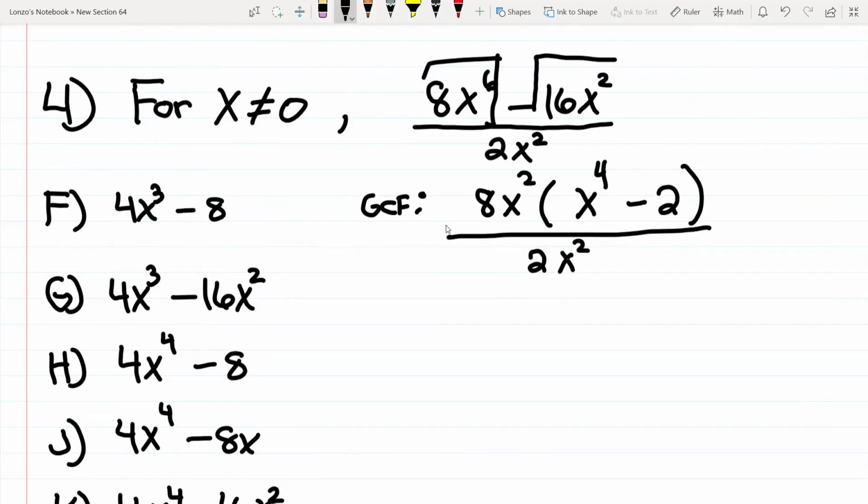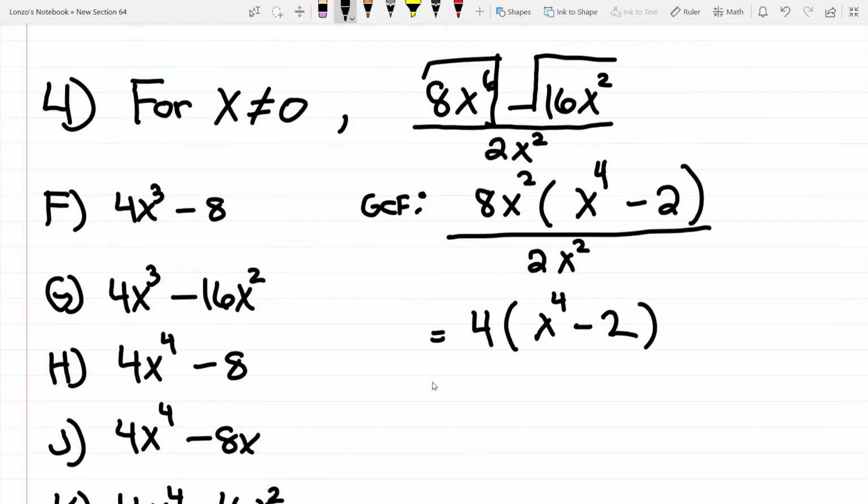So clean this up. 8x squared over 2x squared, that is going to be 4, right? 8x squared over 2x squared. The x squared disappears and 8 divided by 2 is 4. And then you have x to the 4th minus 2. Oh, sorry, my tablet kind of freezes. Okay, let's see if this works now.